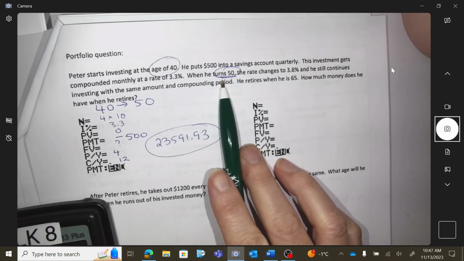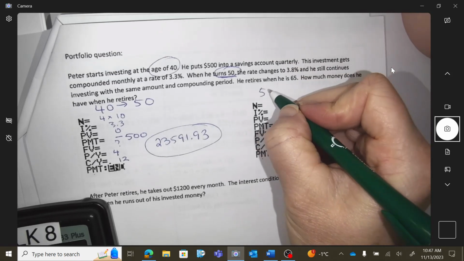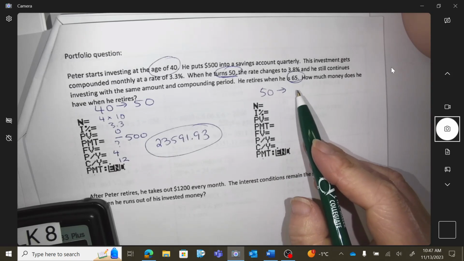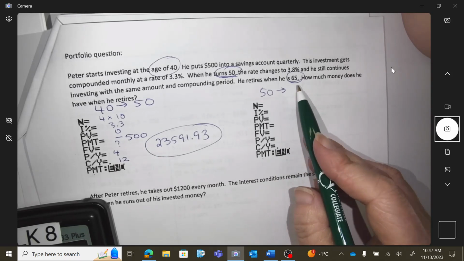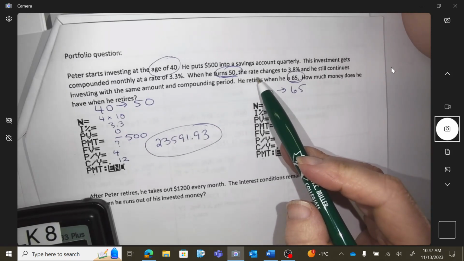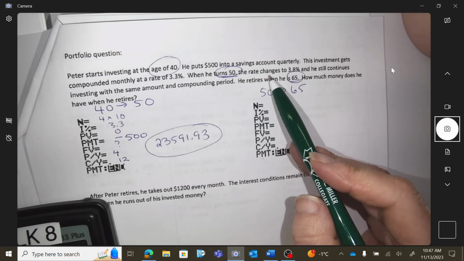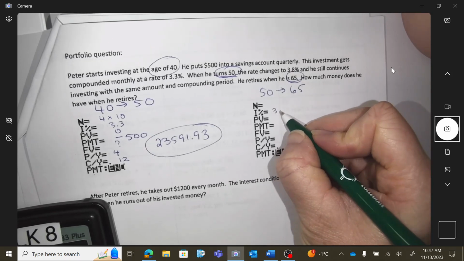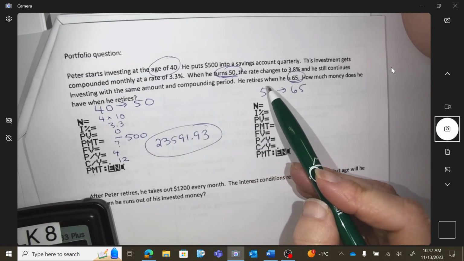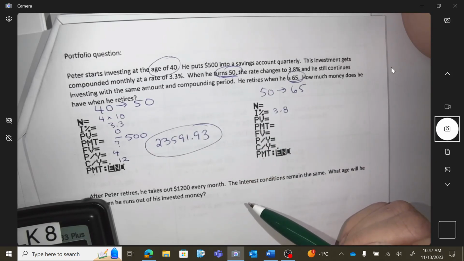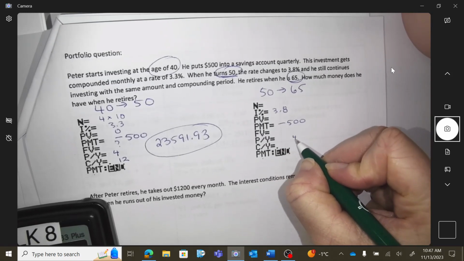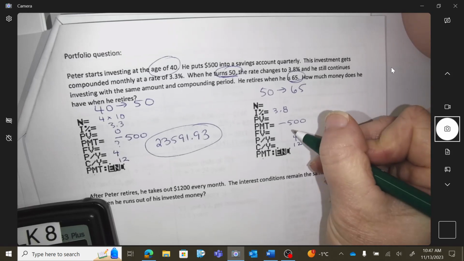So this all changes when he's 50 years old, and then he'll do all this until he retires, and then he's 65. So what changed was the percent. 3.8 is now the interest. But everything else was the same. The payments were the same. 4 and 12 at the bottom was the same.